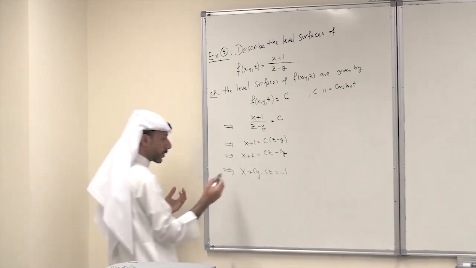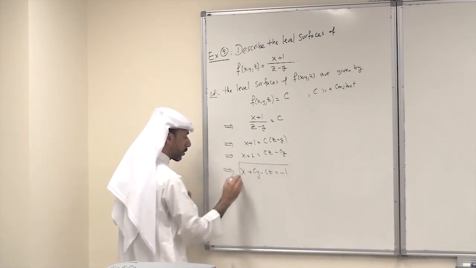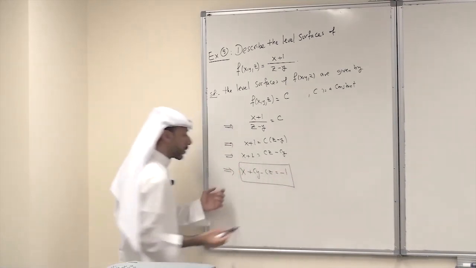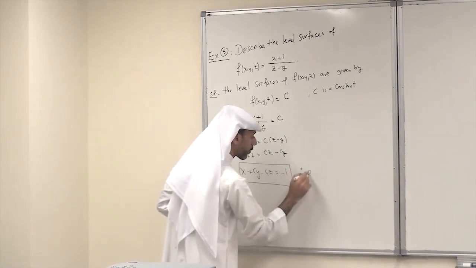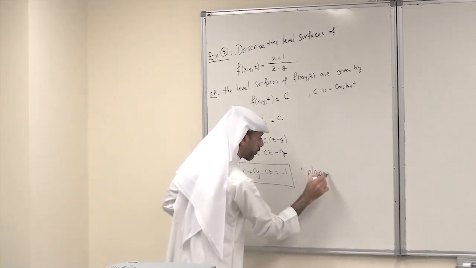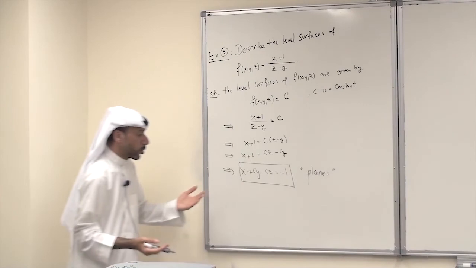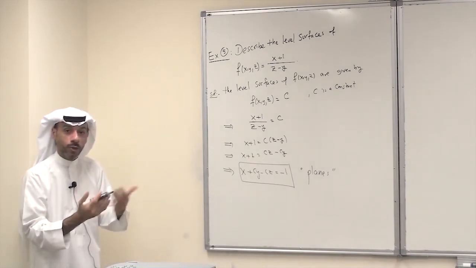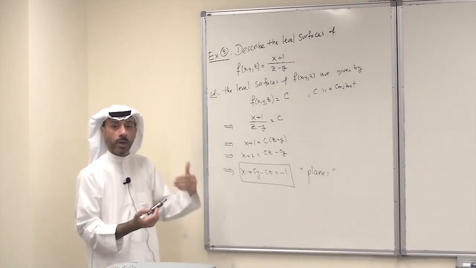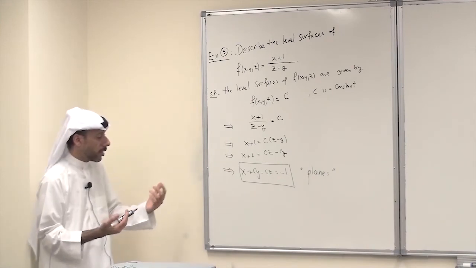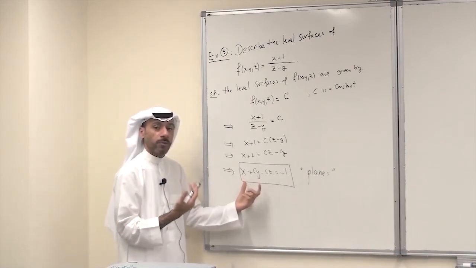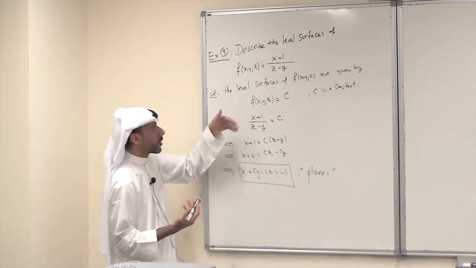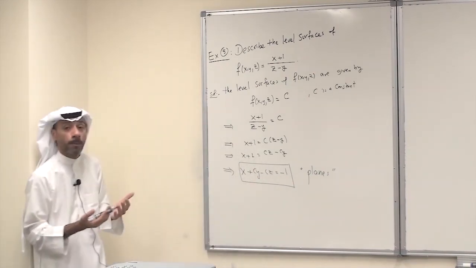What is the graph of these surfaces? Well, these are planes, because the general equation of a plane is just Ax plus By plus Cz equals D. So this has the form of the general equation of a plane. So the level surfaces for these functions are planes.